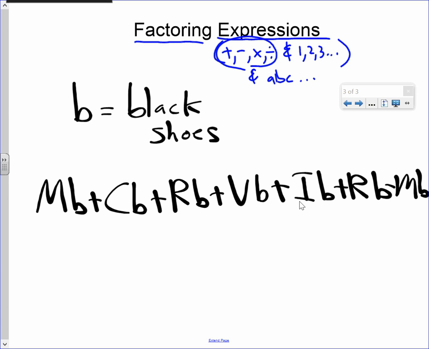This is a nasty expression. Look at the word I'm using. This is some nasty long expression. What I'm going to do is rewrite the expression, but I'm going to take the common factor out of every single person, which is B, right? Look at it. They all have B.